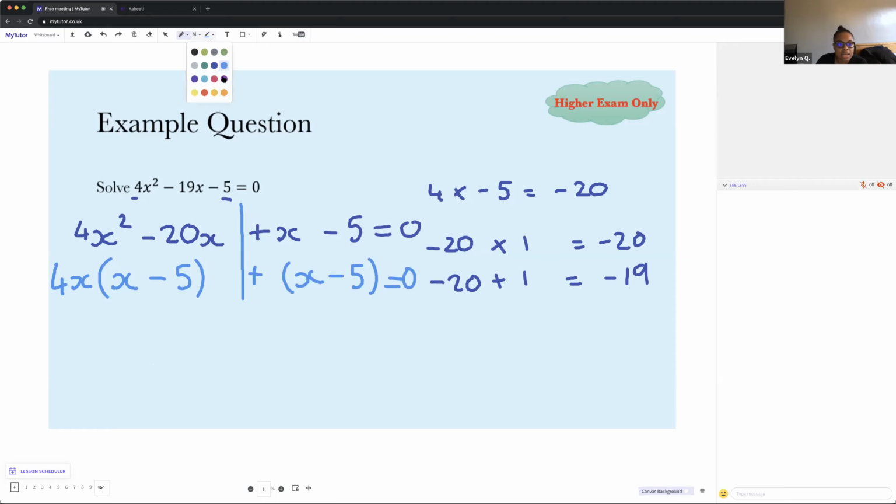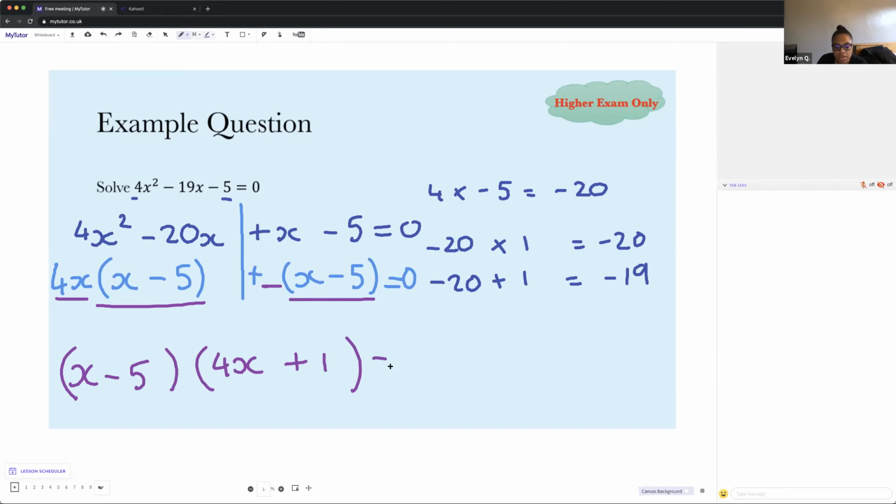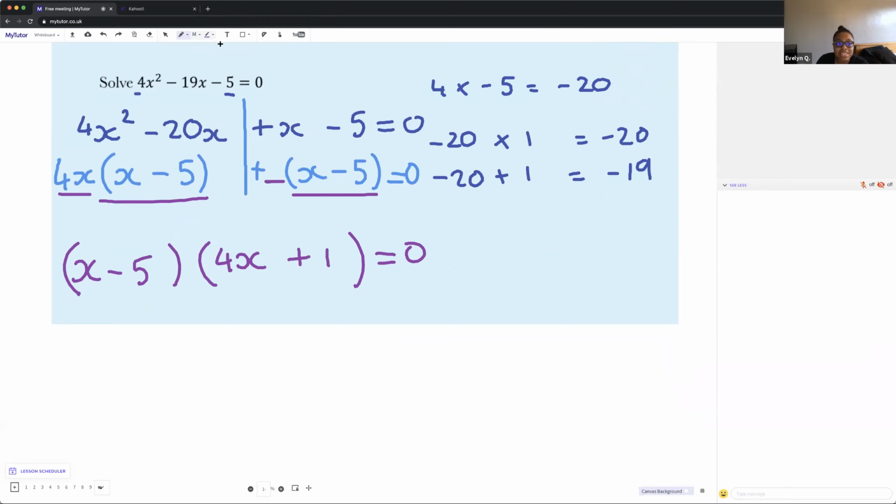And then the last thing to find my two brackets, I have two brackets which are exactly the same. So that's going to be my first bracket. And then my second bracket is going to be the terms that I multiply each bracket by. So I've got 4x, and then remember there's this imaginary 1 here. So I've got 4x plus 1 equals 0. And then the final thing to do to solve is to set each bracket equal to 0. So I've got x minus 5 equals 0, and 4x plus 1 equals 0, and then solve fully.